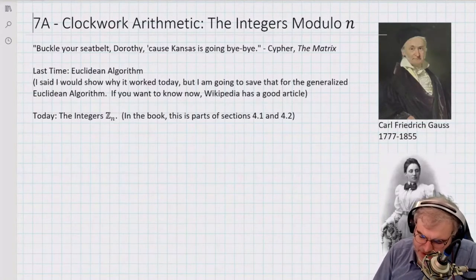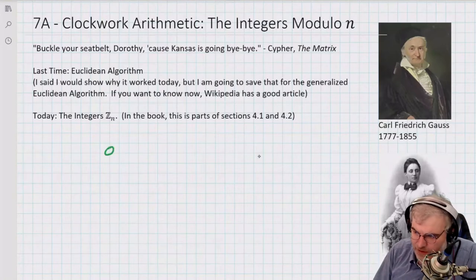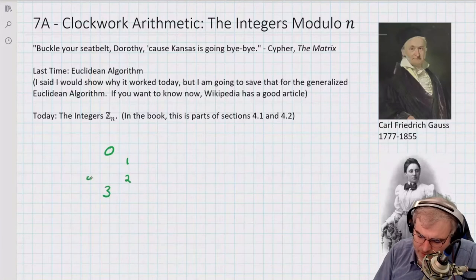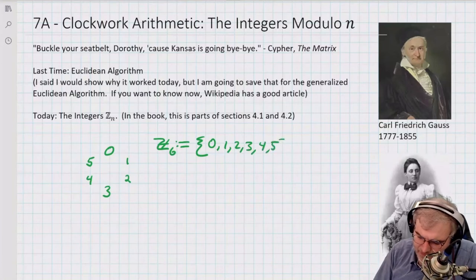But we have this interesting property. Instead of taking the numbers 0, 1, 2, 3, 4 and going all that way, let's make a circle of them. So let's do 0, 1, 2, 3, 4, 5, 0. This is called Z6, and it is the integers 0, 1, 2, 3, 4, 5 with operations.